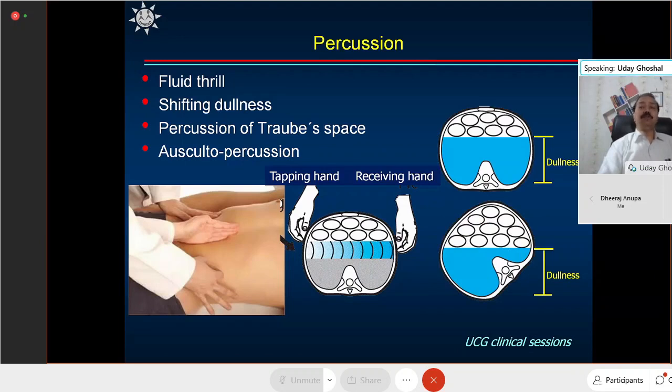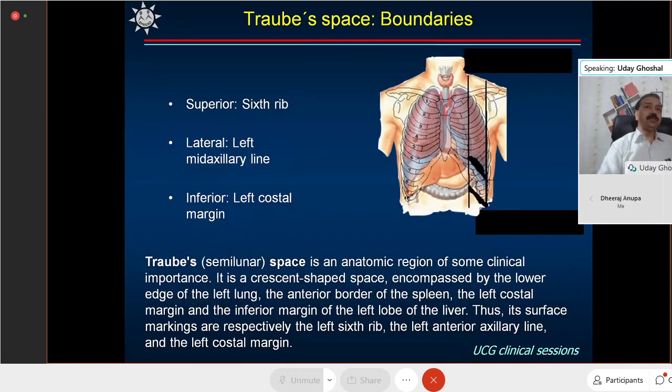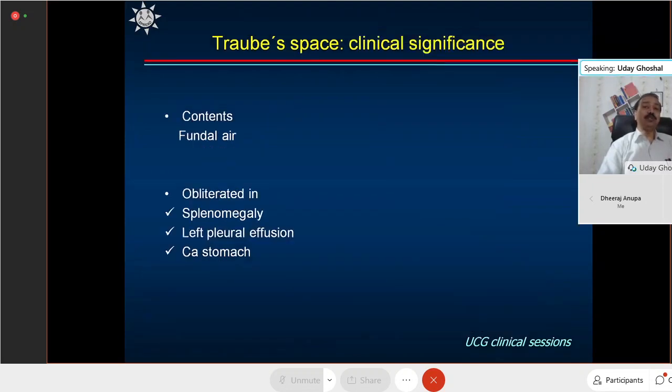So in small volume fluid, what you have to do is shifting dullness. Shifting dullness, you all know the method. But if you have very little fluid, the minimum amount of fluid is detected when you percuss while the patient is in knee elbow position. So up to 100, 150 ml of fluid can be detected by that. Okay, trough space: it is a space bound superiorly by the sixth rib, laterally by the left mid-axillary line, inferiorly by the left costal margin, and the trough space is normally resonant, but it can be obliterated by splenomegaly, left pleural effusion, and a full stomach.